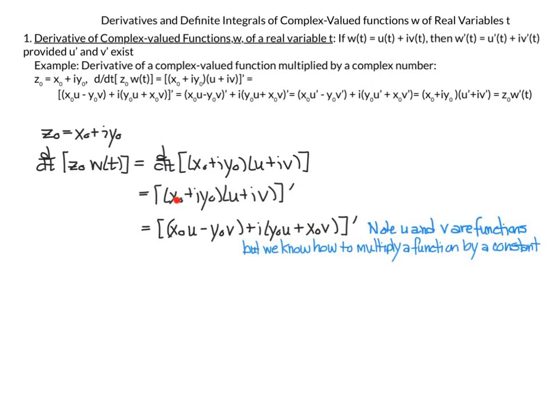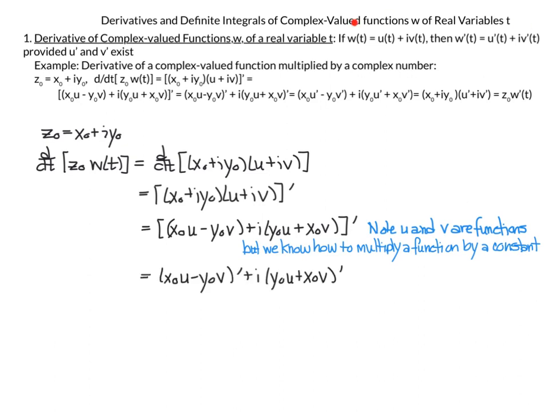The next thing I'm going to do, I can see that this x naught is just a real number. This u is a function, and actually the v is also a function, but we know how to multiply a real number or a constant times a function, so I'm going to do that. So I have x naught times u, and then I'm going to have here these two i's give me a negative. I'm going to have y naught times v, and then I'm going to have i times y naught times u, and then i times x naught times v. And again, here x naught and y naught are real numbers, and u and v are functions, but we know how to multiply a function by a constant.